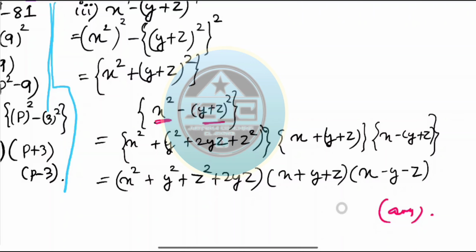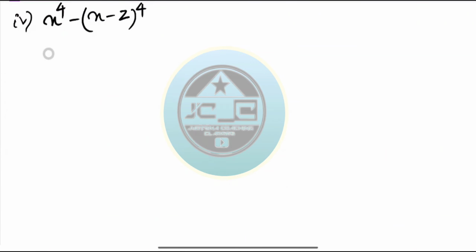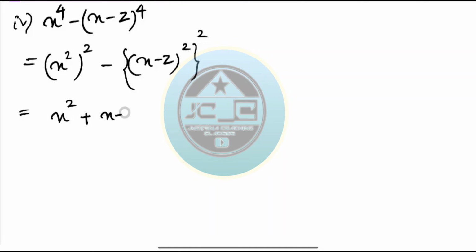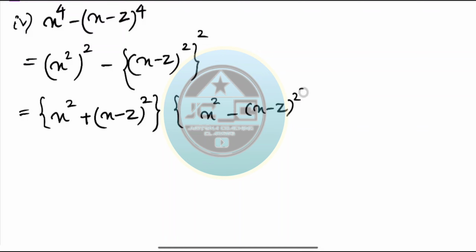Right? Let's move to the fourth one. Now let's solve it. x to the power 4 minus x minus z whole to the power 4. As we know, x to the power 4 can be written as x square whole square minus x minus z whole square square. Now we can apply that a square minus b square, a plus b whole into a minus b. Clear?